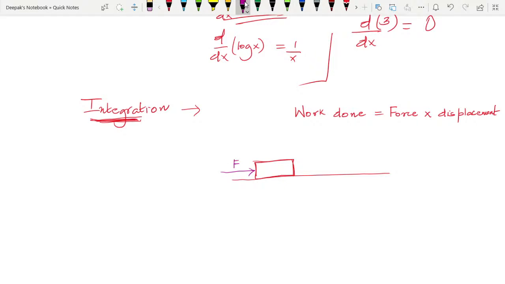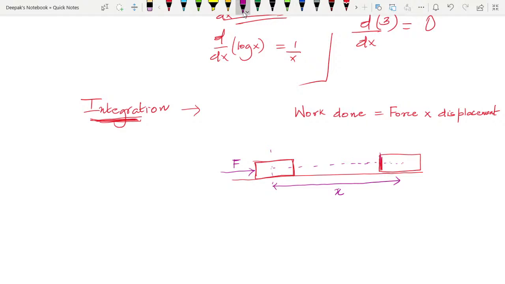That force, let us say it's F. F is a force that is acting on this box, and because of this force the object now reaches here, somewhere here. Now let us say this distance is x.